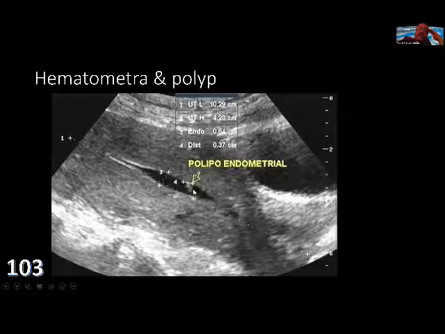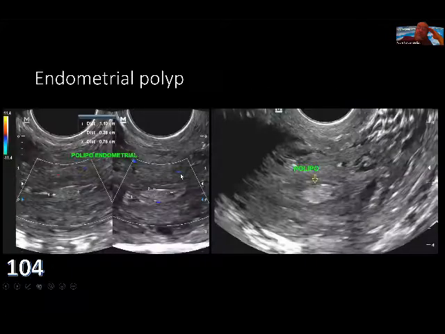This can be managed by a D&C, and if you're lucky, you can get it out, or by a hysteroscopy, which is the ideal way to manage this. You go through here with the fiber optics or camera and take a look and take it out. Another image of an endometrial polyp.